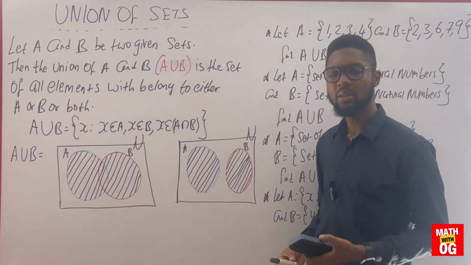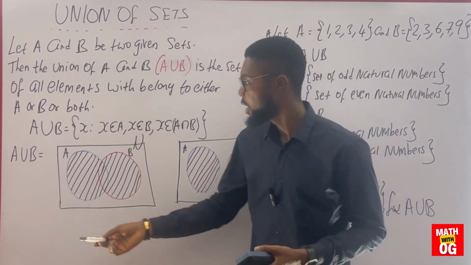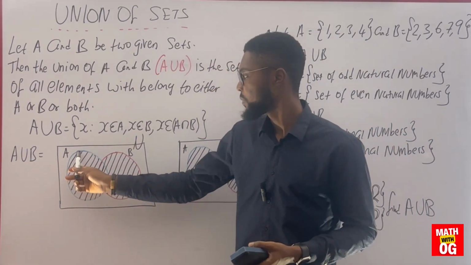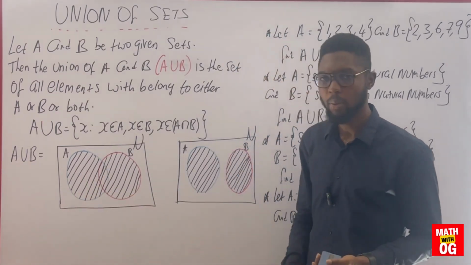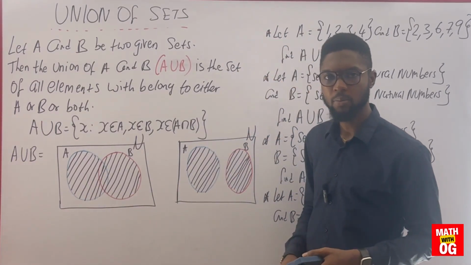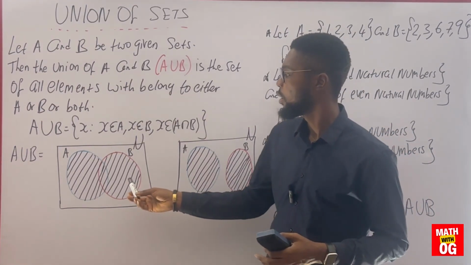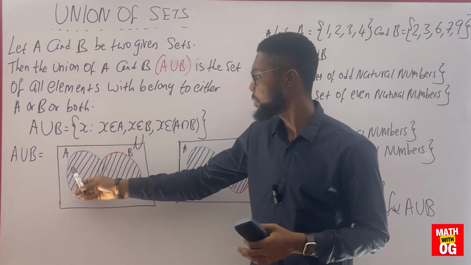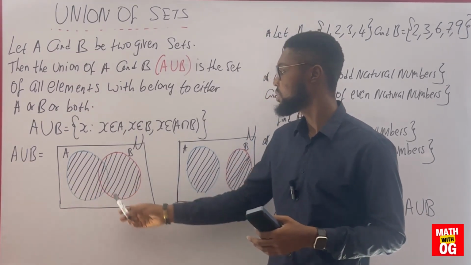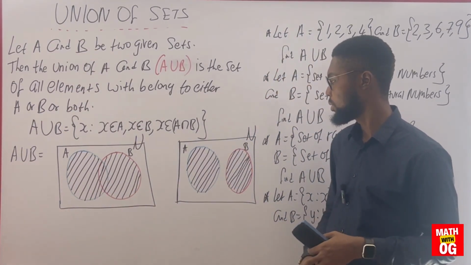Now, if we are to represent it using a Venn diagram, A union B is given as, if this is set A represented with the blue marker, set B represented with the red marker, the A union B will be given as all the elements you can find in both A and B. And as you can see, I shaded everything in A and B. So that is A union B.